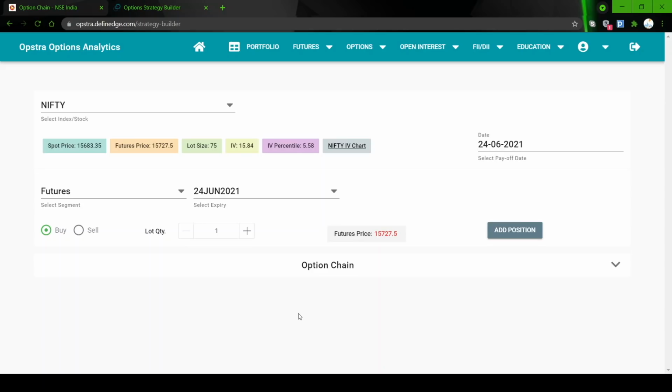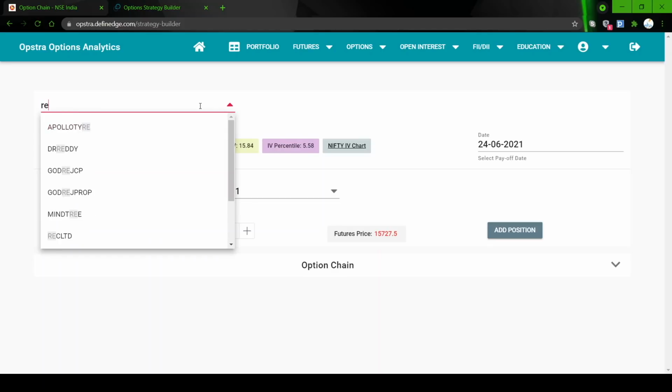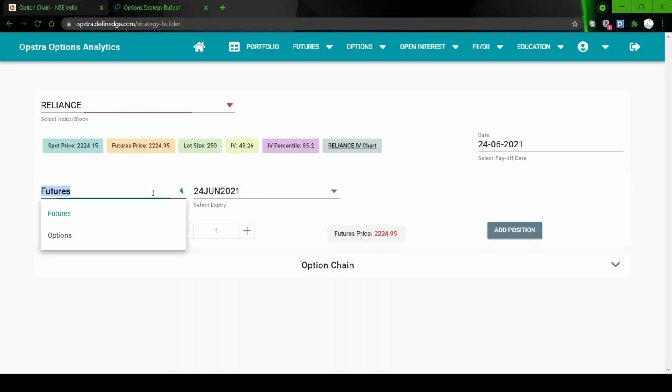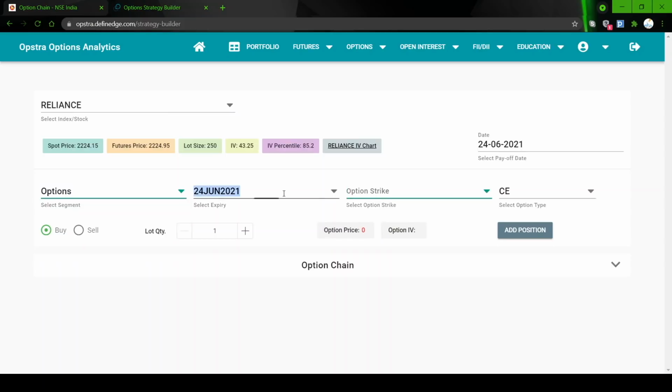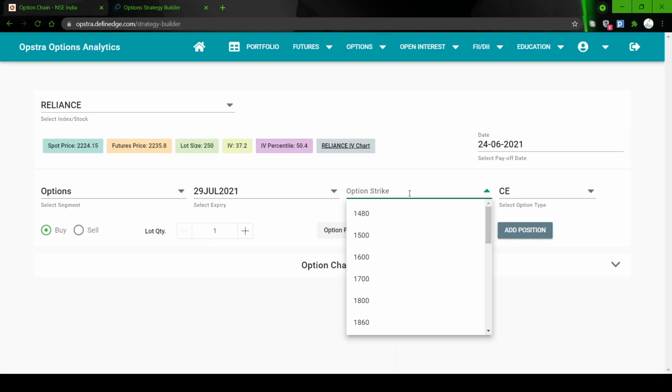Hello guys, let's construct our protective synthetic covered call in Opstra to get the payoff chart and try to get how much premium is required, what is the probability of profit, risk reward, break even, all those we can see. Let's say we have our stock Reliance and we are going to do it in options, and we are doing 29th of July expiry.